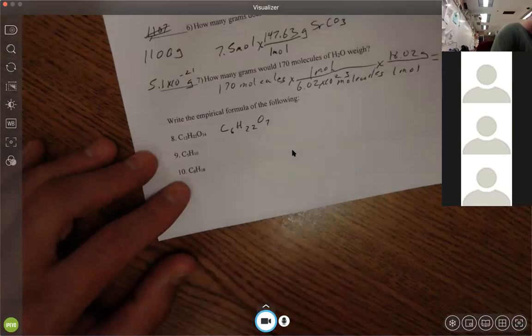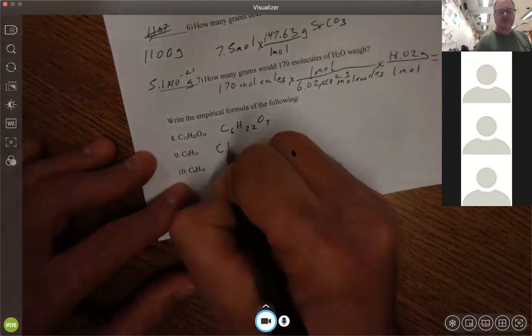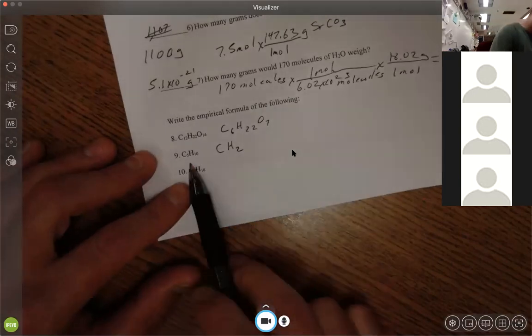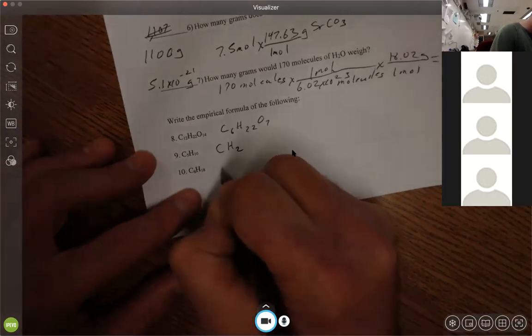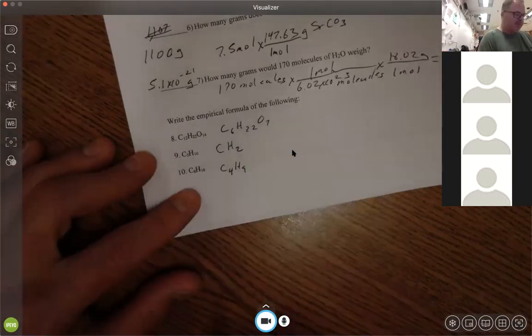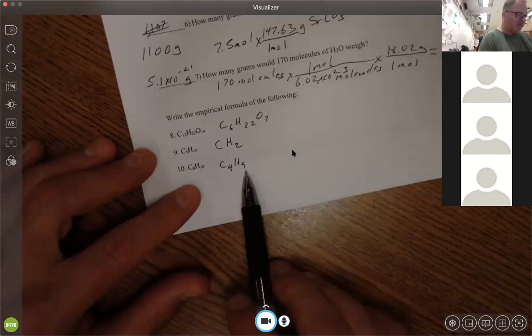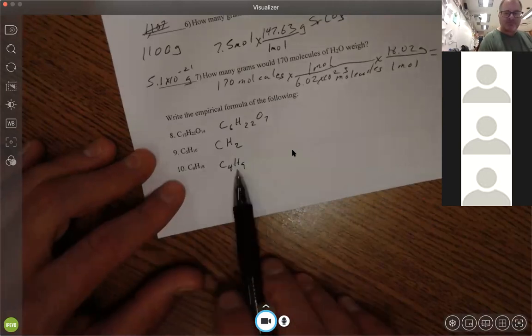C5H10, where both of those can be divided by 5. So you get CH2. The empirical formula is this. C8H18, well, each of those can be divided by 2. C4H9. Here's the thing. These cannot be divided anymore. So this is the empirical formula of this. This would also be the empirical formula of itself because it can't be divided anymore. This has its own empirical formula, which is itself.